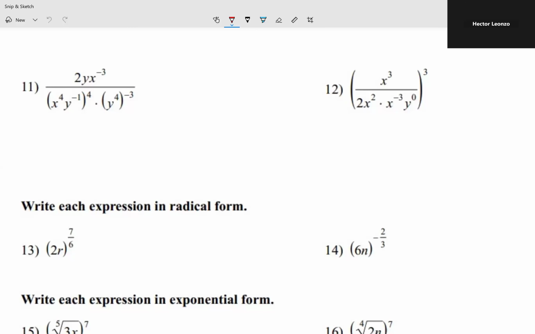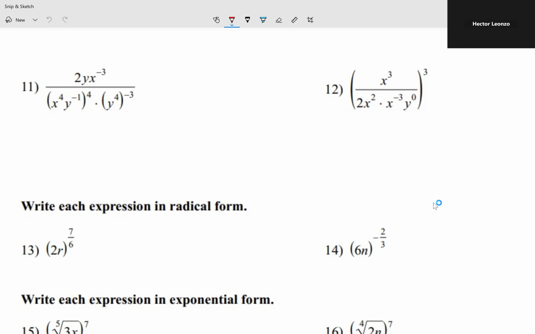Now for this section, we're going to combine all the properties that we have learned. Remember how we talked about multiplying, dividing, what happens when there are parentheses, what happens when there's a zero exponent, what happens when there's a negative exponent. That is what we talked about so far. So today, we're going to combine them all.